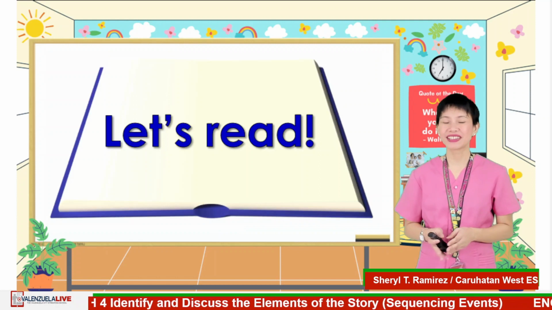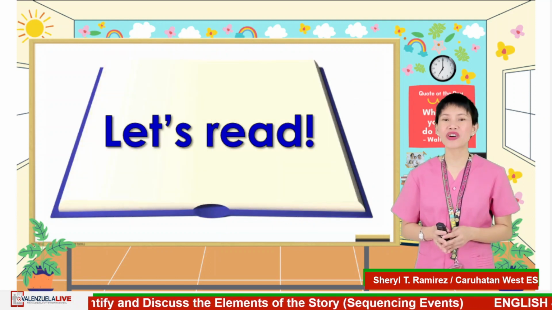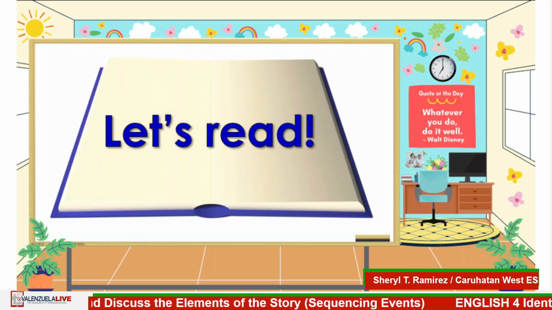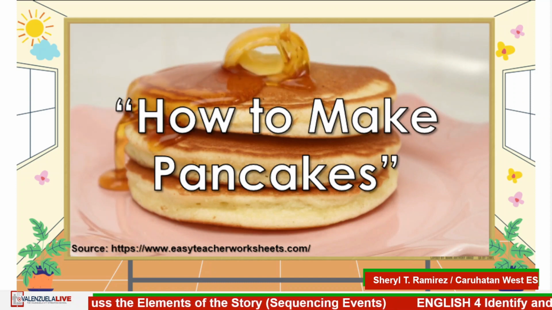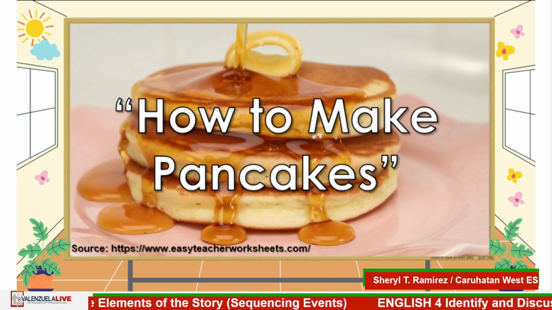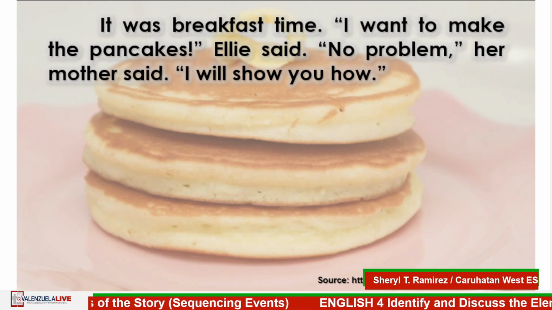Let us read the story carefully, then arrange the events according to how they happen. You love eating pancakes? This story is for you. How to make pancakes. It was breakfast time. I want to make the pancakes, Ellie said. No problem, her mother said. I will show you how.